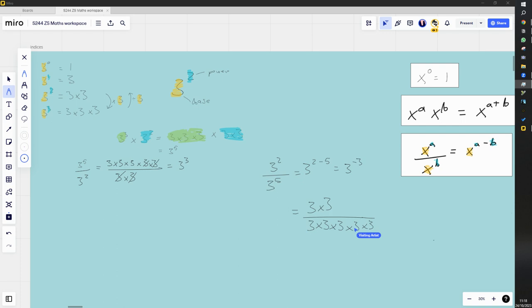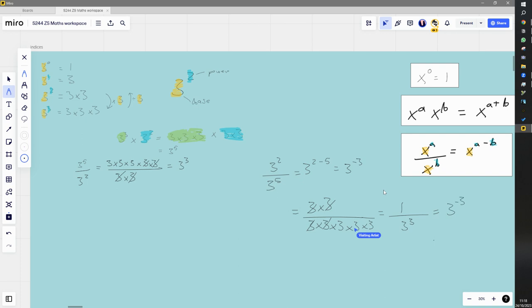So in other words, that should be 3 to the power of negative 3. Now we know that also I can cancel that and cancel that, which gives me just 1 at the top, and at the bottom 3 to the power of 3. So therefore 1 over 3 to the power of 3 is equal to 3 to the power of negative 3.